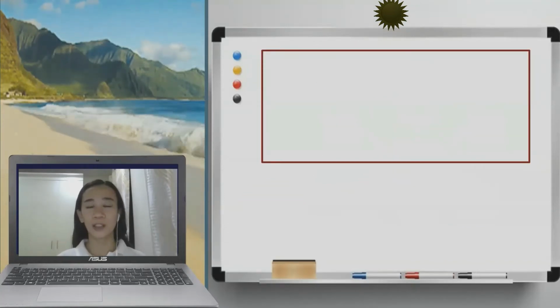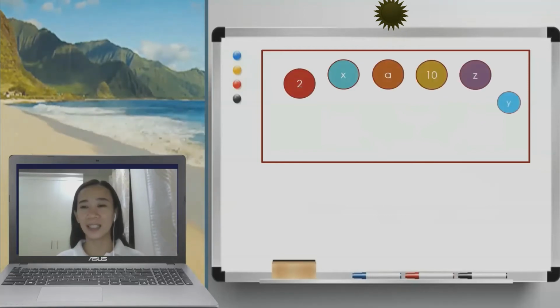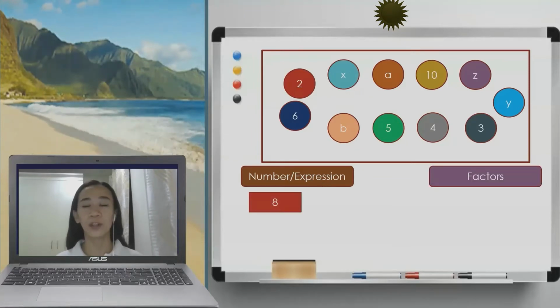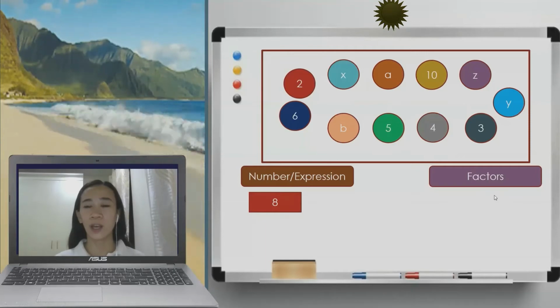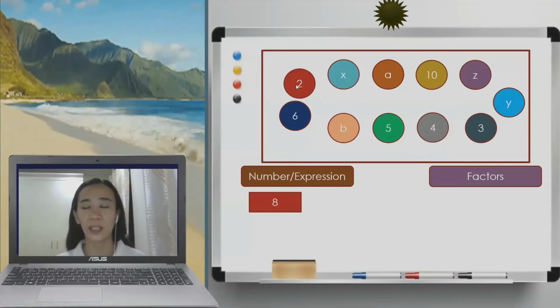So we have here a box. From the box, we have 2x, a, 10, z, y, 6, b, 5, 4, 3. We have a number or expression, and from this box, we will find the factors of this number or expression. So for the number 8, what are the numbers here that when we use to divide 8, there will be no remainder? When we divide 8 by 2, the answer is 4. Then it means 2 is a factor of number 8.